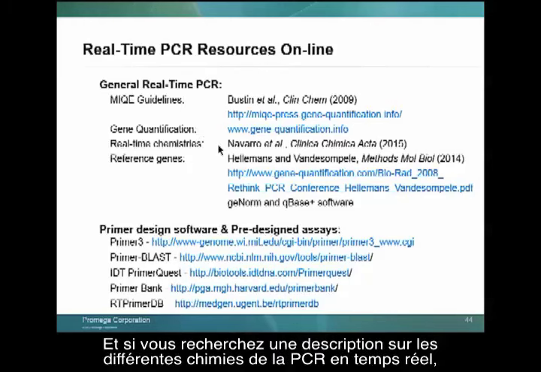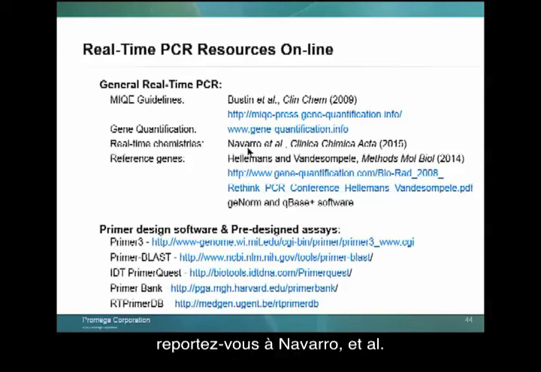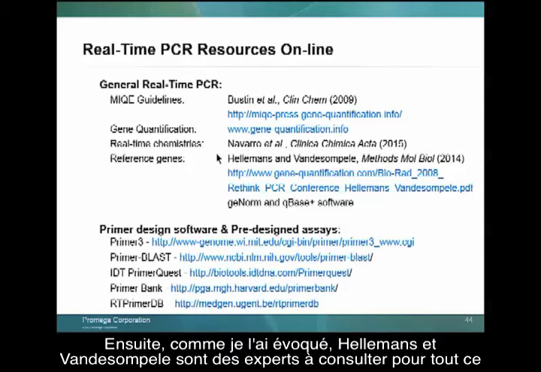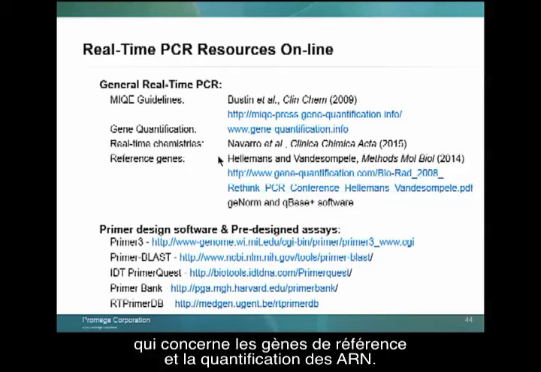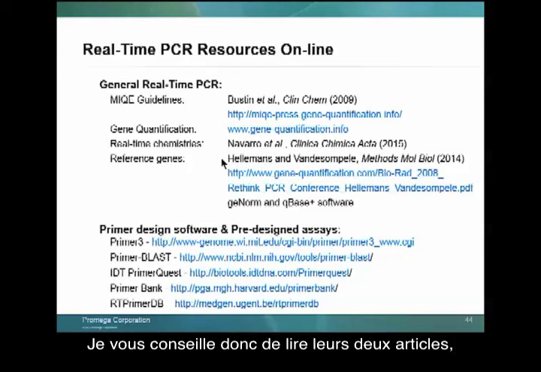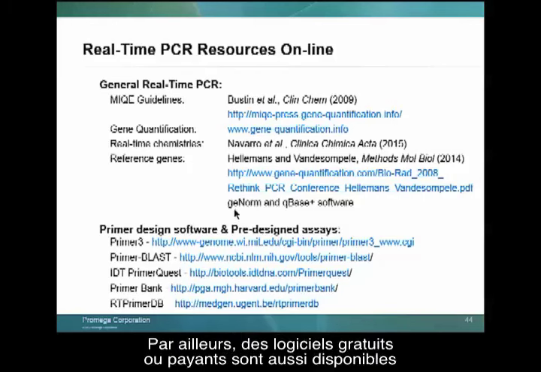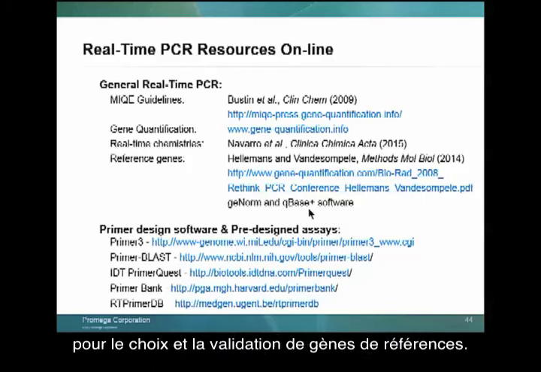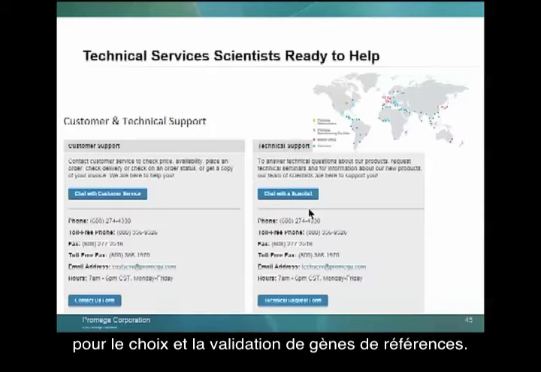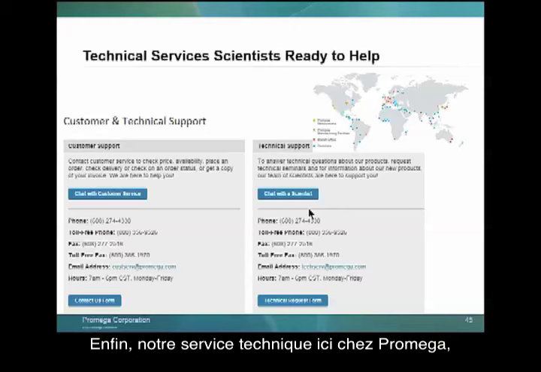And if you're looking for real-time chemistry description, you can find that in Navarro et al. And then, as I said, Hellemans and Vandesompele really seem to lead the field in how to look at reference gene stability and how to quantify your RNA targets. So I would refer you both to their paper, and I think they have an online webinar. And there's also some free software and some software available for purchase that can help you determine and validate your reference genes.